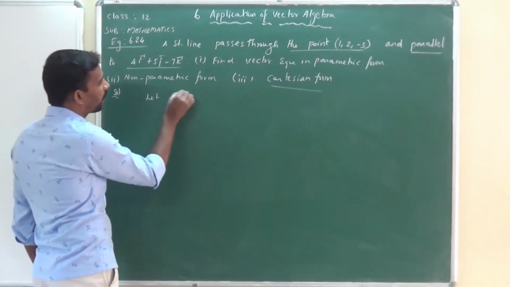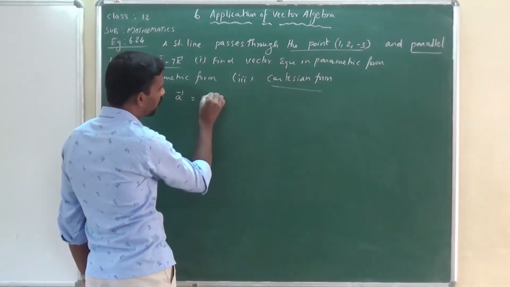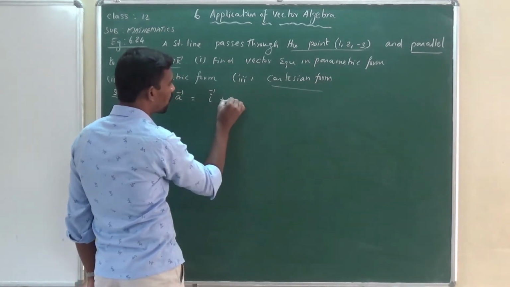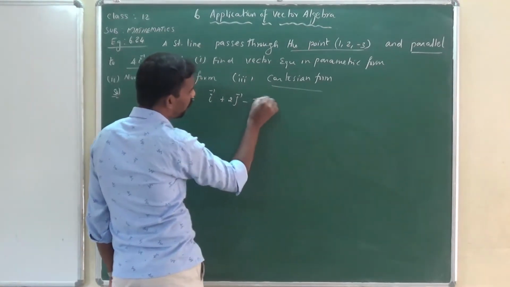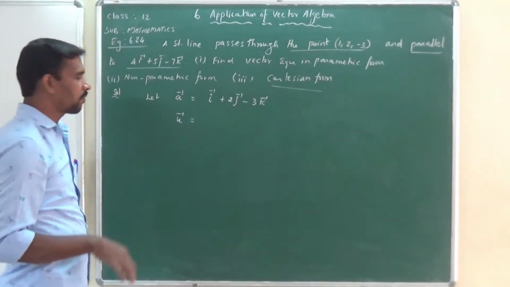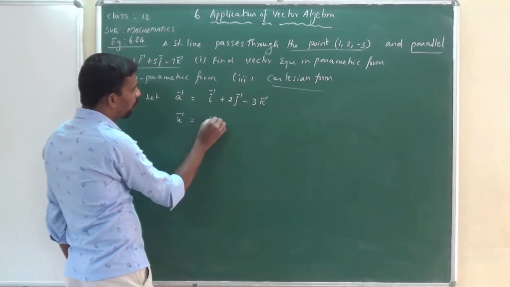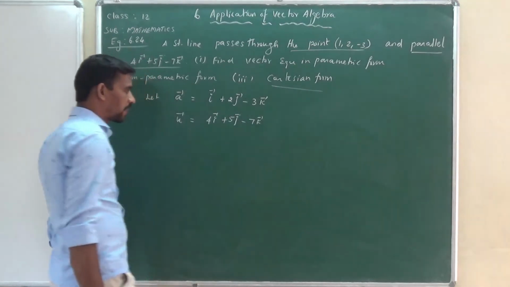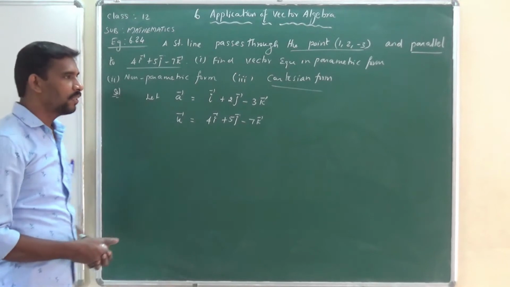Let the position vector of the point be a vector equals i vector for the first coordinate, plus 2j vector, minus 3k vector. Take the parallel vector b, or u; we can take whichever. I choose u. The u vector equals 4i vector plus 5j vector minus 7k vector. I know the equation.